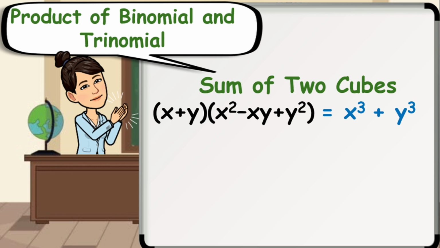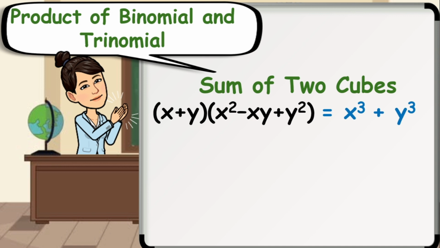Number 3. The third term of the trinomial is the square of the second term of the binomial. The third term of our trinomial is y squared. Is it the square of the second term of our binomial? Obviously, yes.